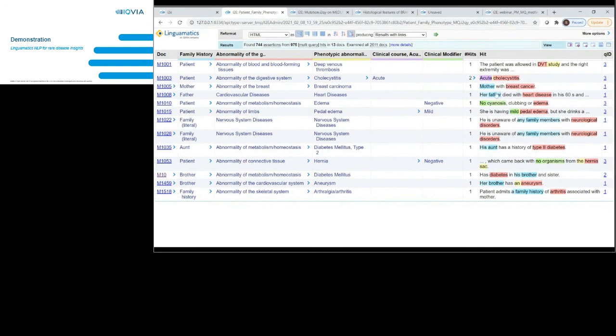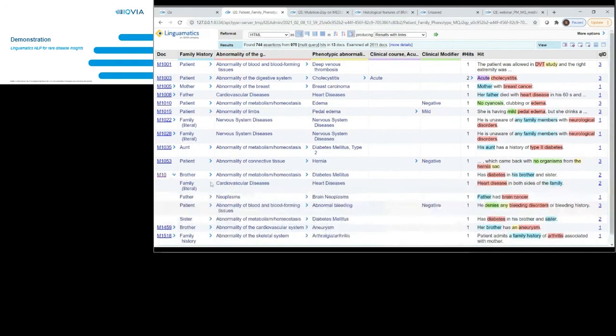One of the more important aspects of our NLP platform is that we're not just returning a handful of results, but we're also pointing you to where in the document these results are occurring from. So let's look at a sample document here. It says, has diabetes in brother and sister. So we've tagged brother and sister, and we've extracted the terms for diabetes here.